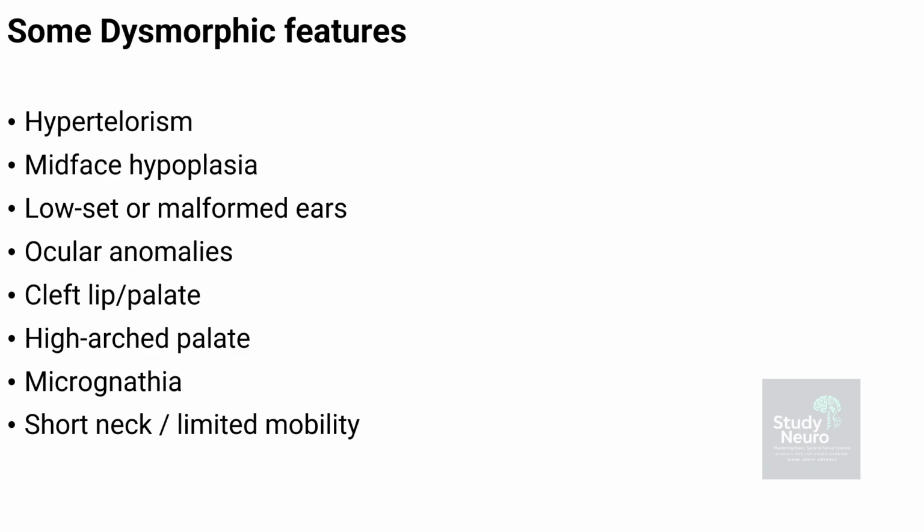Micrognathia should be noted, as it may compromise the airway, particularly in neonates. Finally, observe the neck for shortening or limited mobility, which may suggest associated cervical spine anomalies and has important implications for airway management and positioning.